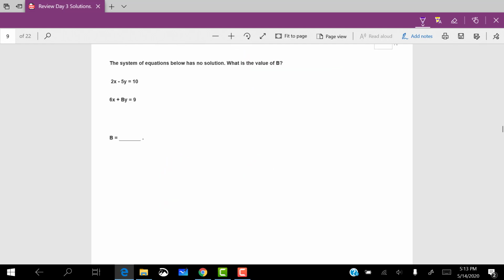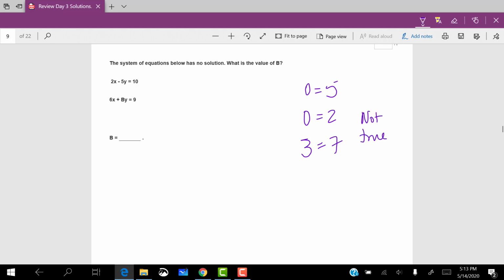Okay, if this is going to have no solution, when we solve by elimination, we're going to have to get something that doesn't make sense. So, like 0 equals 5 or 0 equals 2 or 3 equals 7, something that's not true.